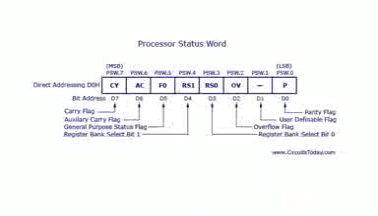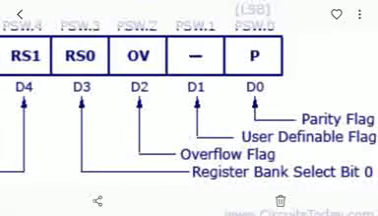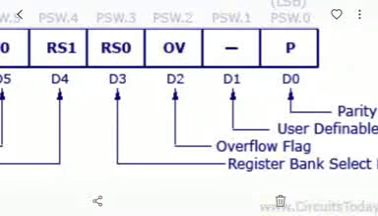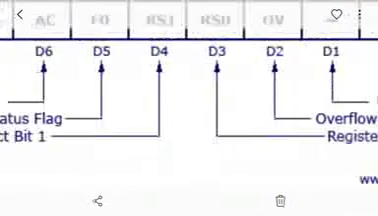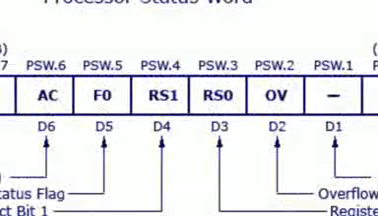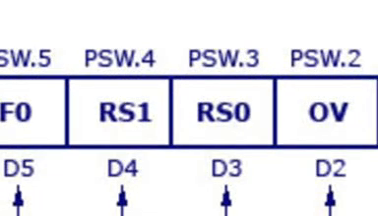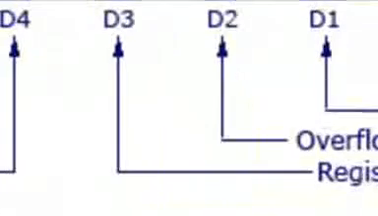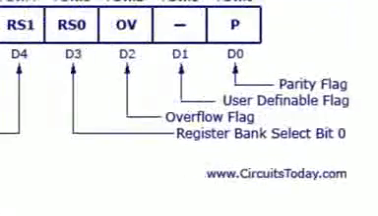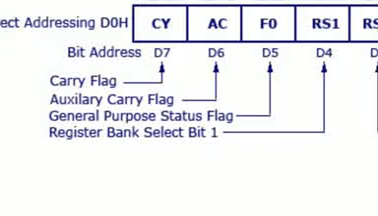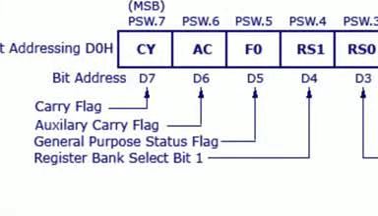See, this is the program status word. In this program status word you have a total of 8 bits. Parity flag, this is a user defined flag, this is the overflow flag. See, both RS0 and RS1 will decide which bank to be selected. RS0 is register bank select bit 0, RS1 is register bank select bit 1. And next you have a general purpose status flag, auxiliary carry flag, and carry flag. These are the different flags.